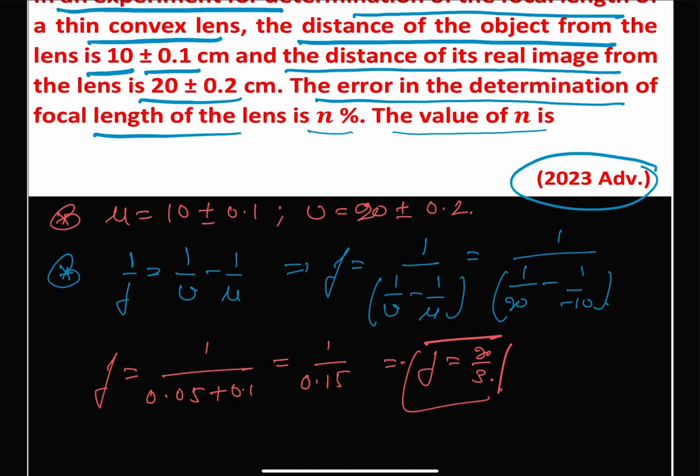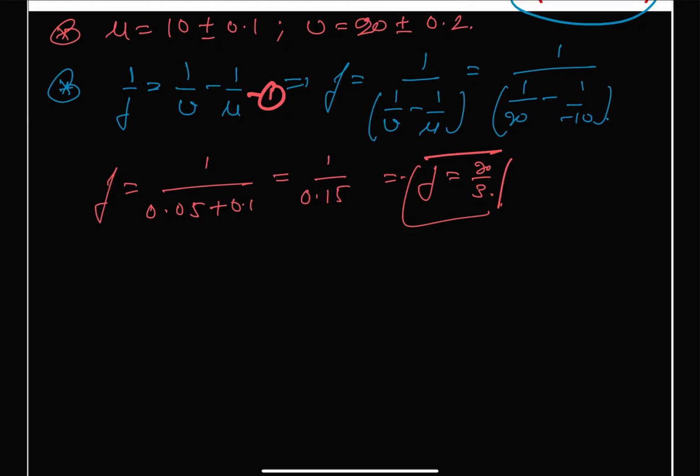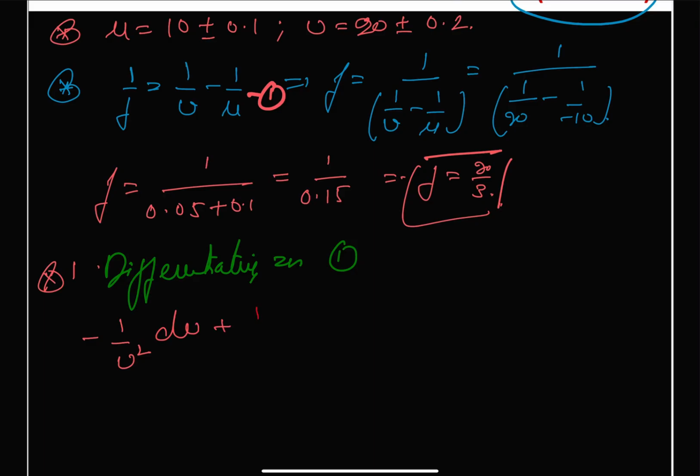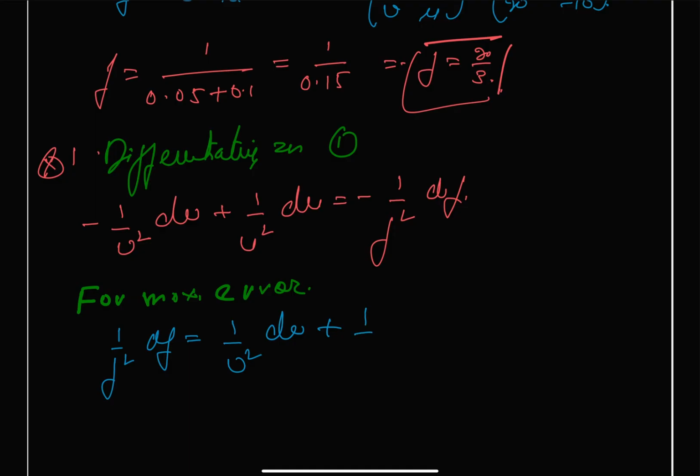Now we are going to find out the error, so we are going to differentiate. Let us put this equation number 1. So differentiating equation 1, we get minus 1 upon v square dv plus 1 upon u square du is equal to minus 1 upon f square df. And for maximum error, we can write it as 1 upon f square df is equal to 1 upon v square dv plus 1 upon u square du.